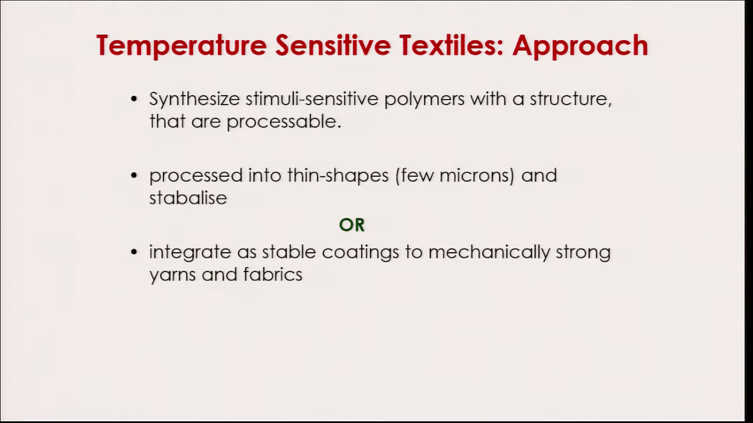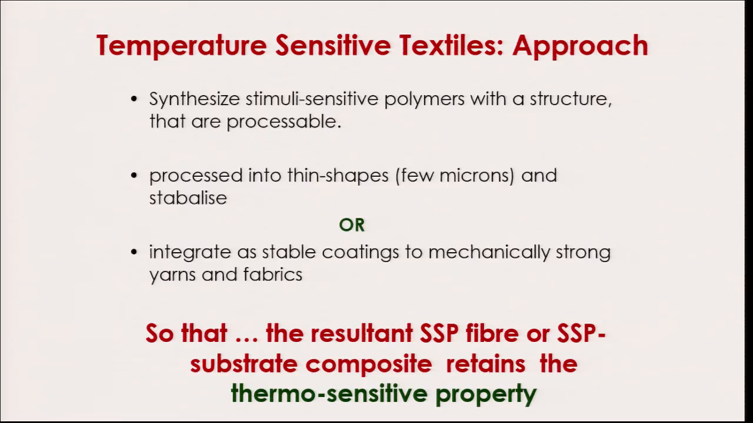So, processing into thin shapes, maybe fibers, or coating it onto the textile substrate. I can also coat it onto the textile substrate, so that a thin film or a coating is formed, and then I heat treat it or cure it, and in that process these coatings become mechanically strong, and all this has to be done in such a manner that the resultant cross-linked structure retains its temperature sensitivity.